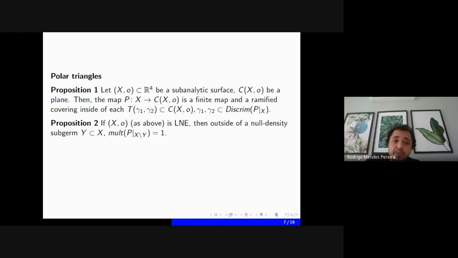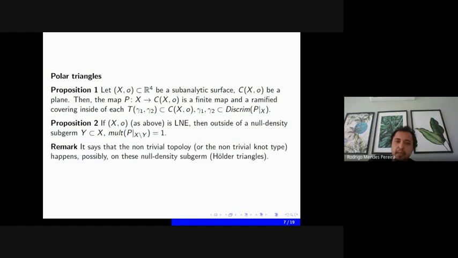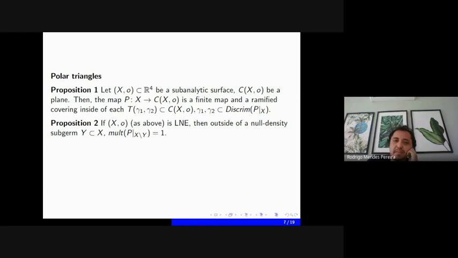And then proposition 2: if X as above is a flat surface and Lipschitz normally embedded, then outside of a null density subgerm, the multiplicity is equal to 1. Null density means if you take the outside triangles, also in the plane, as triangles bounded by tangent arcs, the behavior of the volume collapses faster than the volume of the two-dimensional ball.